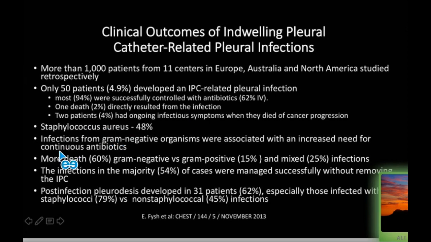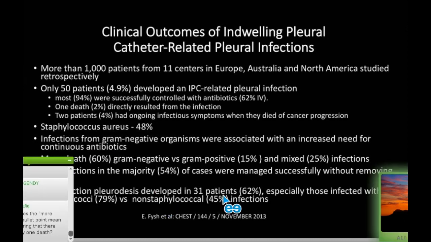Most common infection is Staph aureus. Gram-negative infections were less common, but they were associated with increased need of antibiotics and more complications. Death was more common in gram-negative infections versus gram-positive. And infection in the majority of the cases was managed without removing the catheter, as I mentioned. So only 5% of the patients developed infection. And if you look at the older studies, this rate is the same or even less, even in the very early studies when we were in the infancy of using pleural catheters. And then as time went on, we learned that big diabetic people with large skin folds are not good candidates for pleural catheters. Post-infection pleuritis happened in 31 patients, which is 62%, especially those infected with Staph.